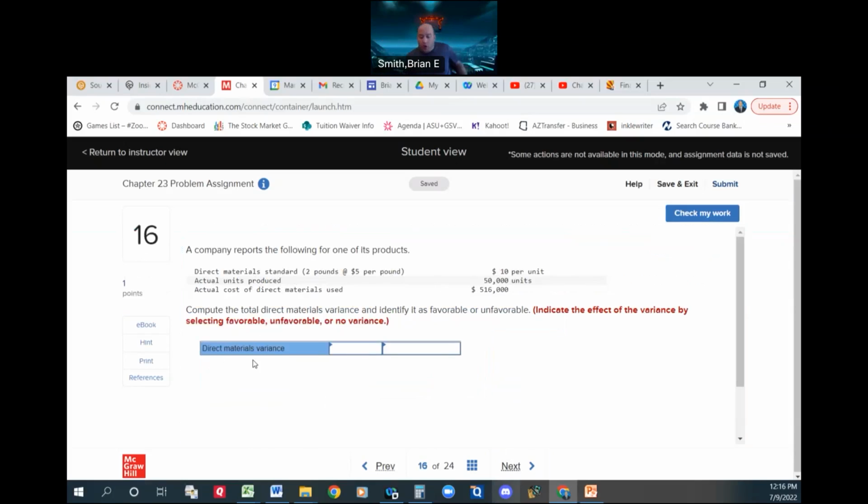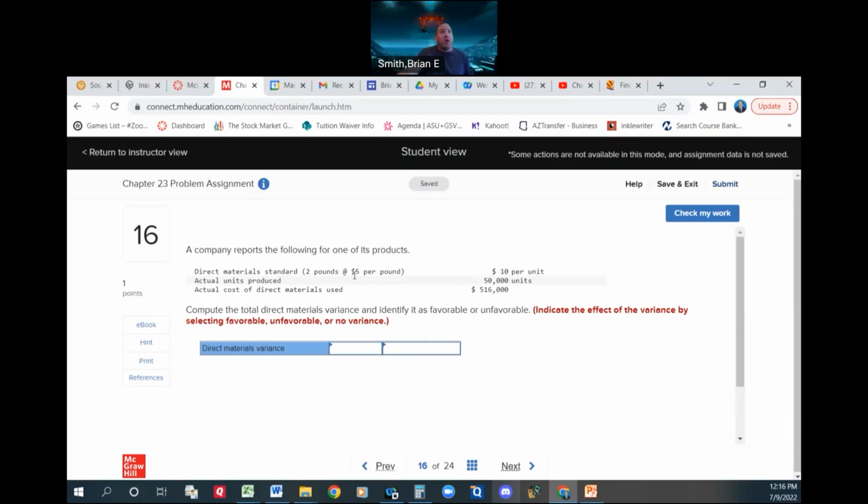Please know that we are not looking for our quantity variance or our price variance. We're simply looking at what our total direct materials variance is. So we're comparing actual quantity and actual price to standard quantity and standard price.